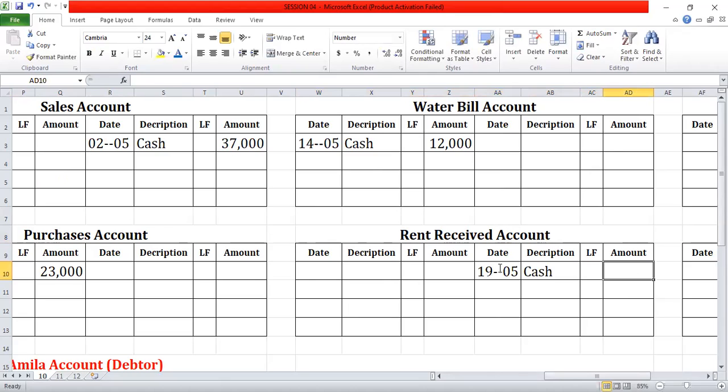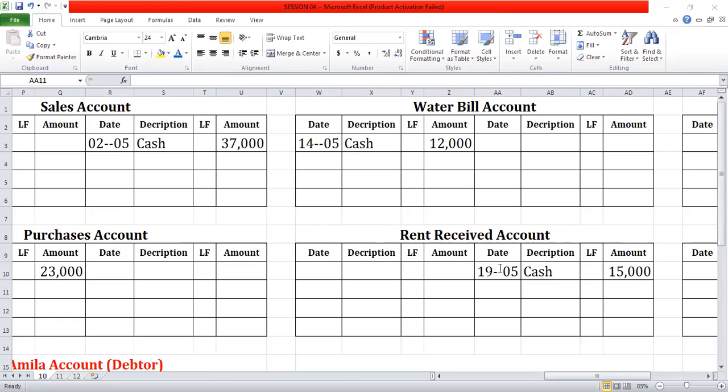Cash, 15,000. Received rent 15,000. Okay, additions, it's all right. I know that you are completing the tutorials correctly. It's all right. Good.